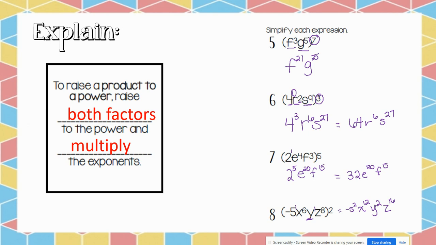Now we can take our negative 5 and raise to the 2nd power. Negative 5 times negative 5 is going to give us positive 25. And then the rest of this is still x to the 12th, y to the 2nd, z to the 16th.